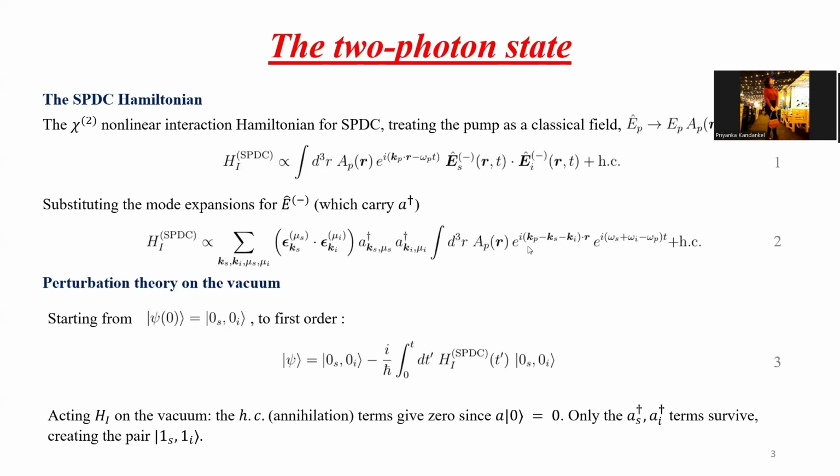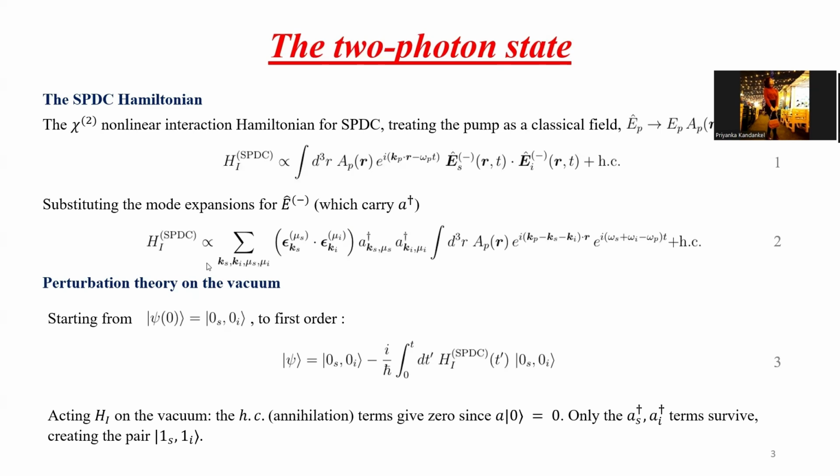You notice that the two creation operators, that is A dagger Ks mu s and A dagger Ki mu i, appear together, and this is the SPDC interaction that creates one signal photon and one idler photon simultaneously from the vacuum. Now we apply first order time dependent perturbation theory. We start from the vacuum state, which is written as ket 0s and 0i, and the state evolves as ket phi, which is equal to the vacuum part minus the integral of the Hamiltonian acting on vacuum.